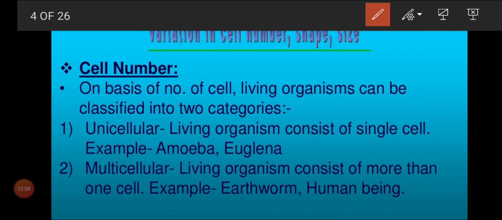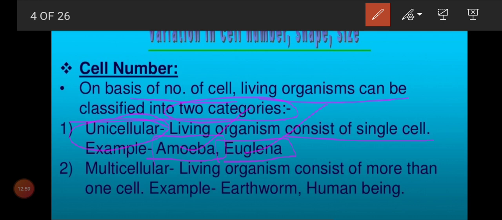Now, on the basis of number, living organisms can be classified into two categories. If a living organism has only one cell, we call that organism unicellular. The organism is made up of only one cell, not more than that. An example is amoeba, and one more example, euglena. Euglena is also a single-celled organism. Amoeba and euglena can be seen in water. So living organisms that consist of a single cell, like amoeba and euglena, are unicellular.